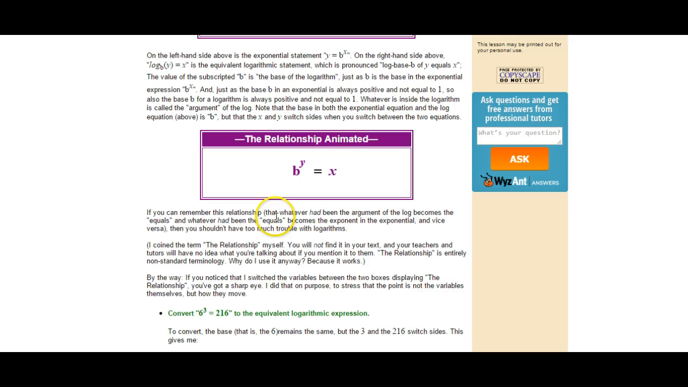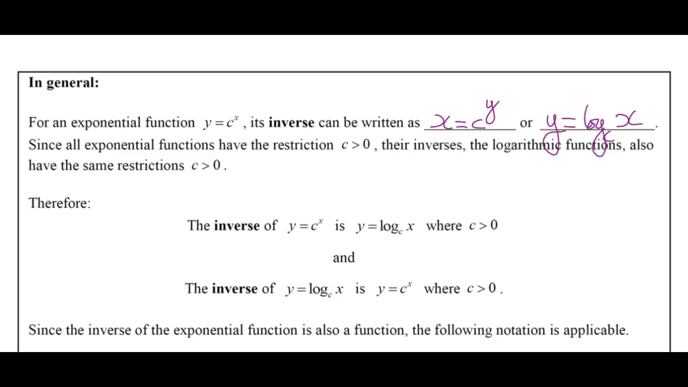So get used to these guys interchanging. All right, so there's a little animated relation of b to the y equals x, which will continue in the background. So that's just this, right? Only they used a b instead of a c. Since all exponential functions have the restriction, right, our base has to be greater than 0 for an exponential function. So the inverses also have the restriction, the base must be greater than 0.